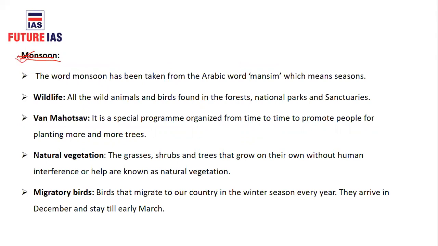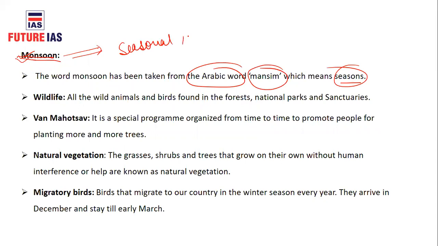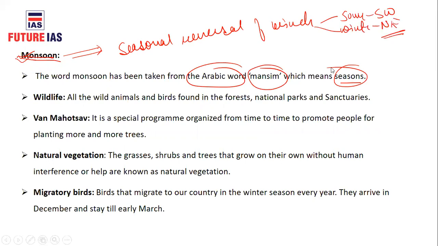Monsoon is basically the word which is taken from the Arabic language, which is nothing but the mausim. The mausim means season. So you will have the monsoon means the seasonal reversal of winds. Okay, during the summer time you will have the southwestern monsoon. During the winter time you will have the northeast winds. So you will have the seasonal reversal.